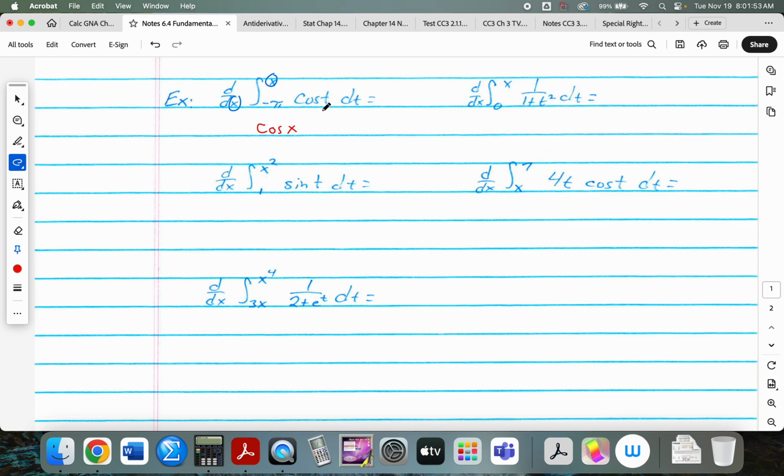So here, I mean, obviously cosine's continuous everywhere. On this one, my integrand is 1 over 1 plus t squared. That's continuous for all x, because the denominator is never 0. So that would be our only potential problem. So again, these two match. These two match. So the derivative is just going to be 1 over 1 plus x squared.